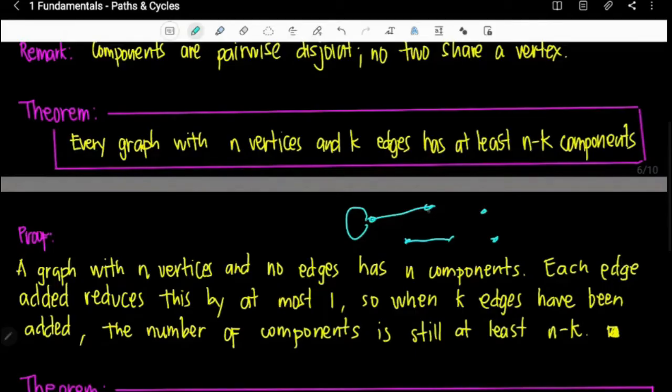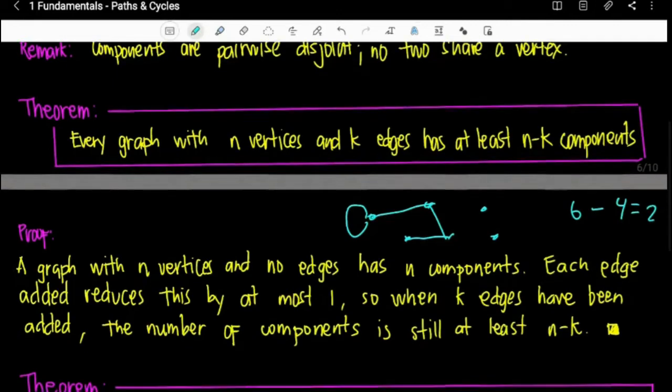Or, tatlong edge na. So, pang-apat na edge. So, ilang component na? 3 na lang. 4 na edge na yung nadagdag ko. So, 6 minus 4. 2. So, at least 2 yung component. In this case, 3. Okay.